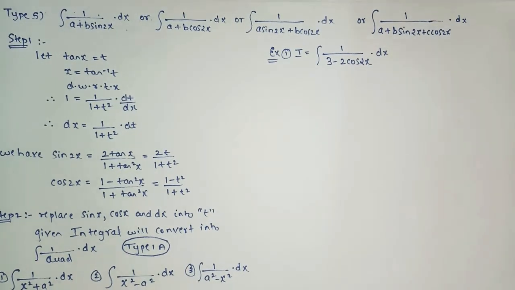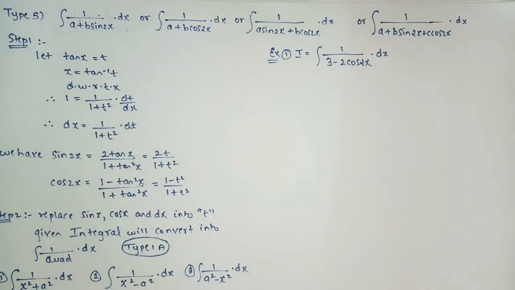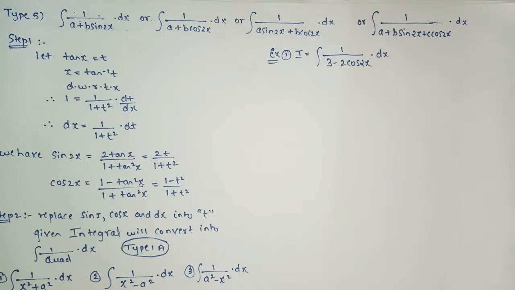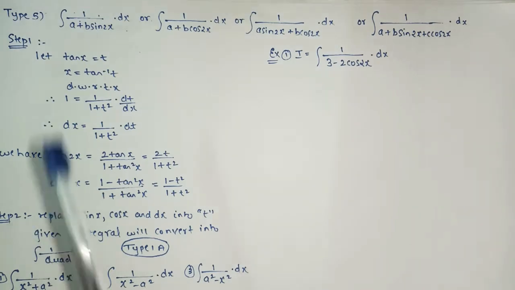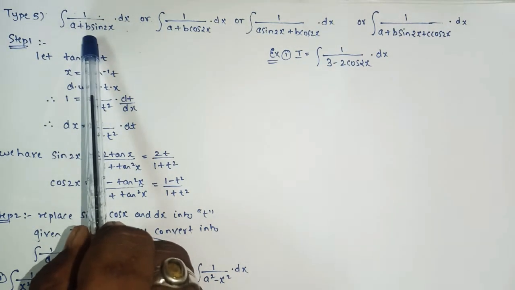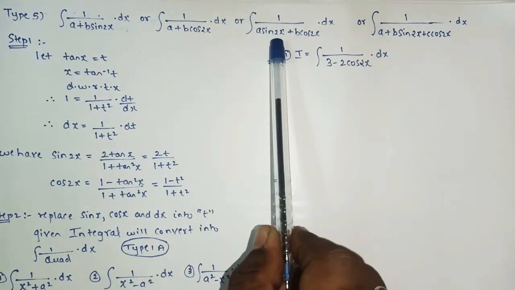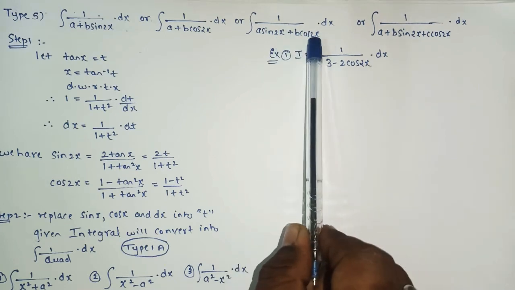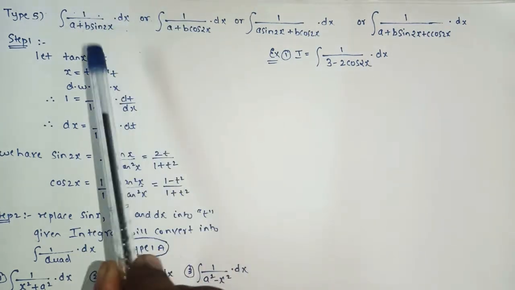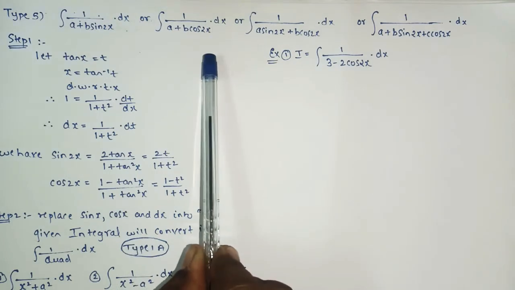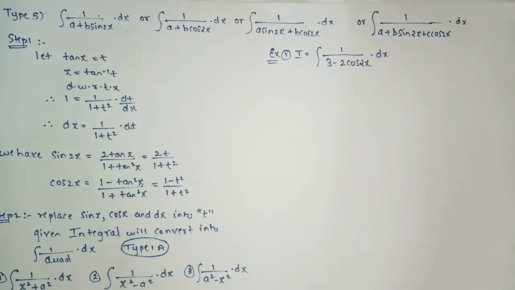So now in this lecture we'll see the next type, that is type number 5. As in the last lecture we completed type number 4, and I hope you all understood type number 4. So now we'll see what the difference between type number 4 and type number 5 is. There it was integral 1 upon a plus b sin x, 1 upon a plus b cos x, 1 upon a sin x and b cos x. Here sin and cos is replaced by what? Sin 2x, cos 2x. That's the difference.